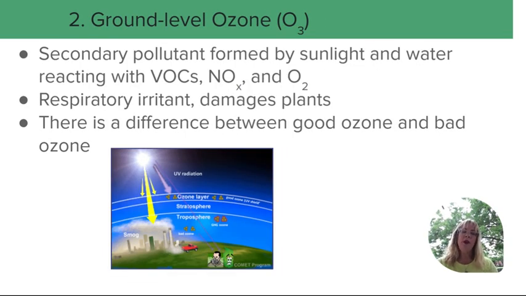Next is the ground level ozone, which is O3. So all of ozone is O3. This is a secondary pollutant formed by sunlight and water when it reacts with VOCs, nitrogen oxides, and oxygen. This is also a respiratory irritant and can damage plants. There is a difference between good ozone and bad ozone. So just want to make sure you know the difference there.